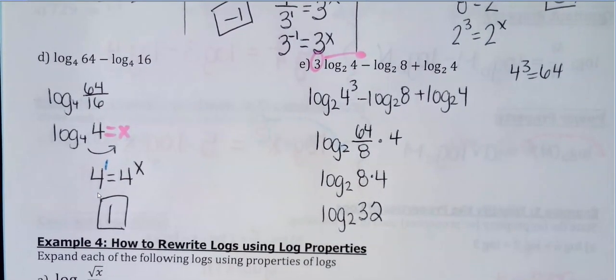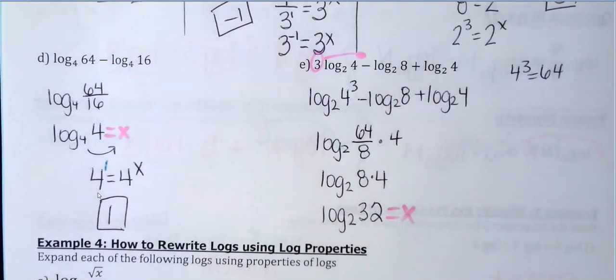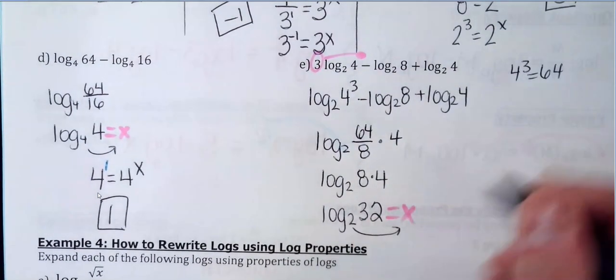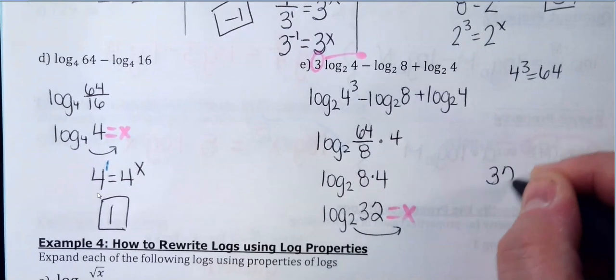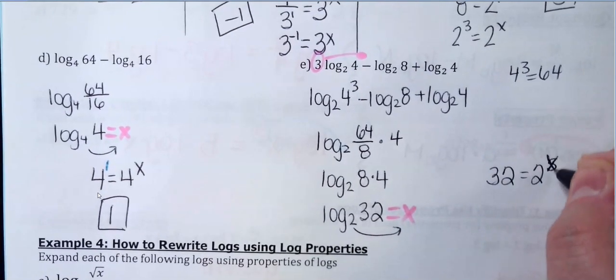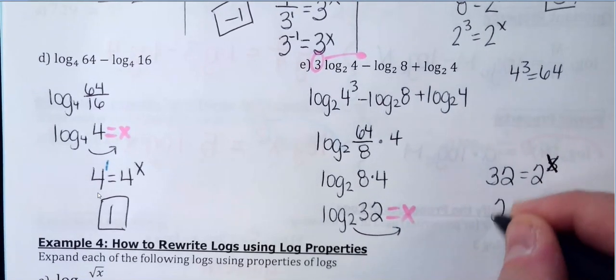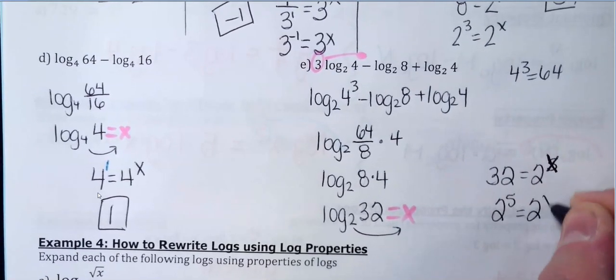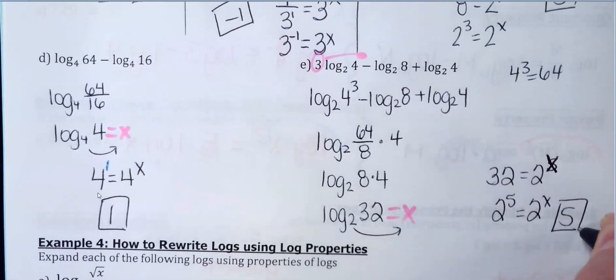That's my single log. Now, to evaluate, I'm just going to set this equal to x. I'm going to swing this. Anybody know what this is? 2 to the 5th? Oh, shoot. Sorry, 2 to the x. But 32 is 2 to the 5th. So your answer there should be 5 to evaluate that.